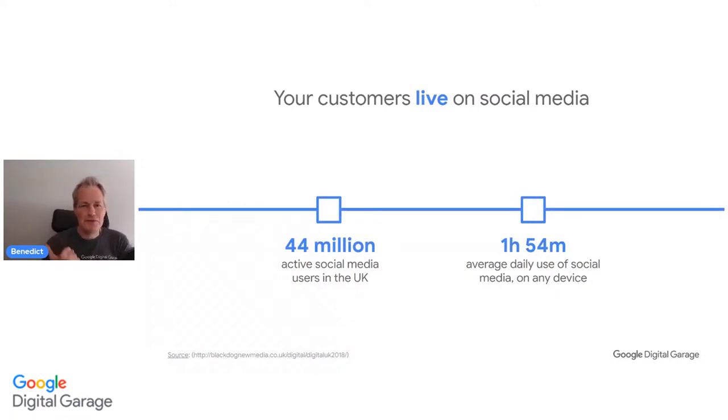Now, there's also, of course, Twitter, LinkedIn, Instagram, Snapchat, often mentioned in mainstream or trade media. And then the stickiest platforms are down as Facebook and WhatsApp and YouTube, because YouTube as well is actually social media. So it's a great opportunity for you to take advantage of these masses of people, 44 million active social media users in the UK, 1 hour 54 minutes average daily use.